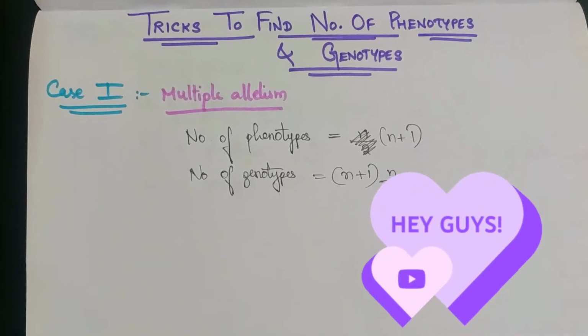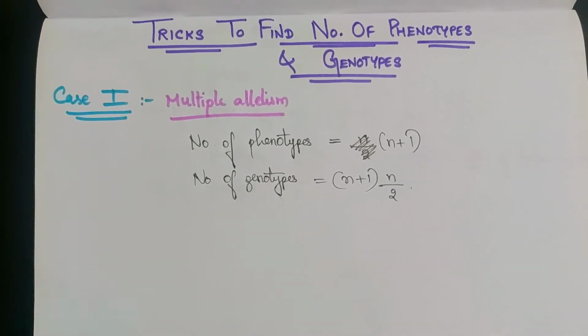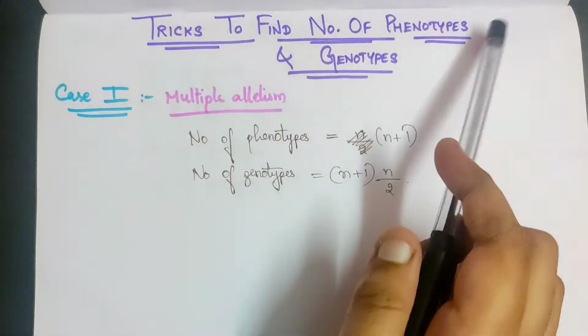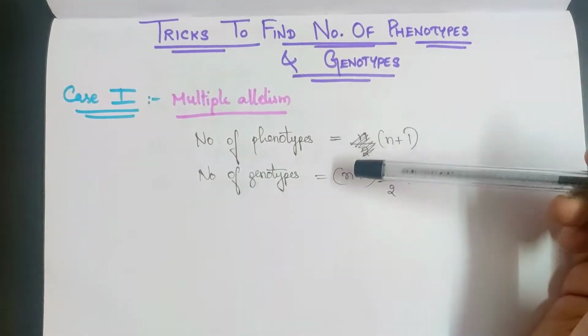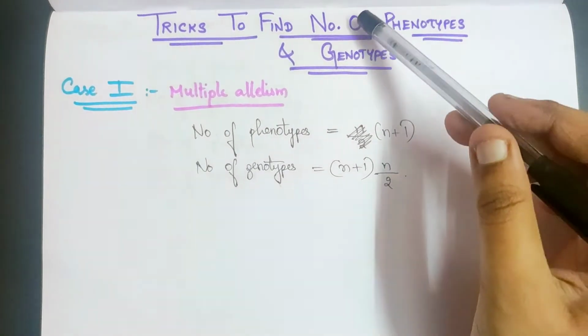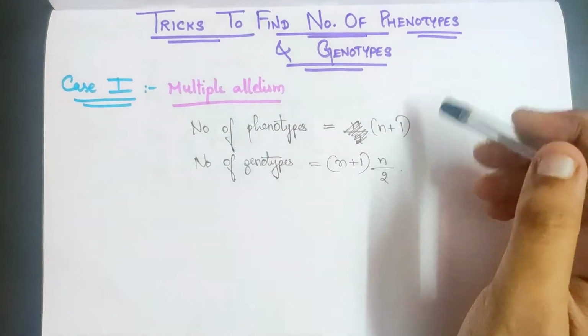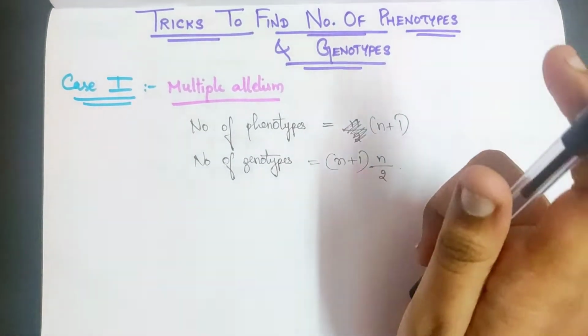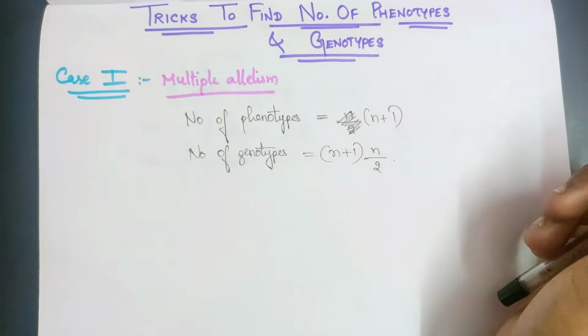Hello all. So in this video we are going to see the tricks to find the number of phenotypes and genotypes in different cases. This topic is from the chapter Principles of Inheritance, class 12. Let's start how to find.